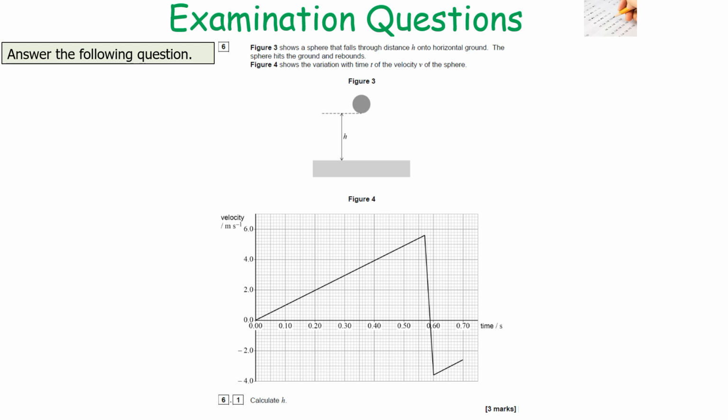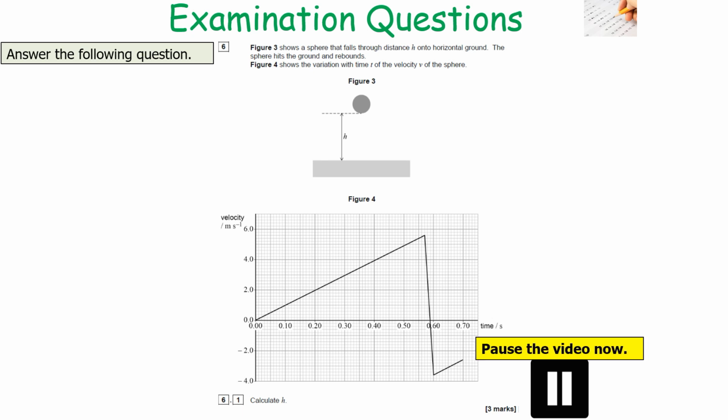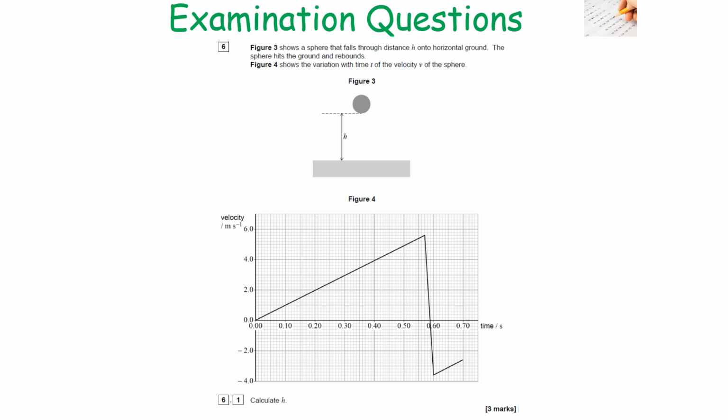Figure 4 shows the variation with time of the velocity v of the sphere. So calculate the value of h. Pause the video now, then unpause the video when you want to go through your answer. Right, so how would you calculate h?